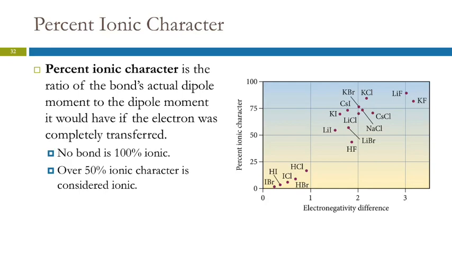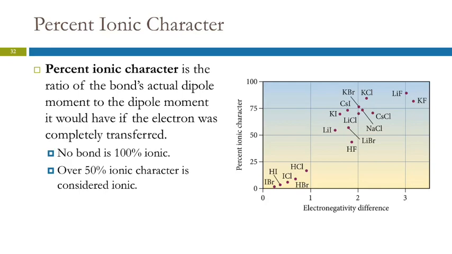We can also look at percent ionic character, which would be the ratio of the bond's actual dipole moment to the dipole moment that would be there if the electron was transferred. So we talk about ionic bonds as being a transfer of electrons. The sodium gives an electron to the chlorine and they're separate and they're done. That's not actually how it is. So no bond is 100% ionic. It's not that that electron really gets completely transferred, it just gets mostly transferred.